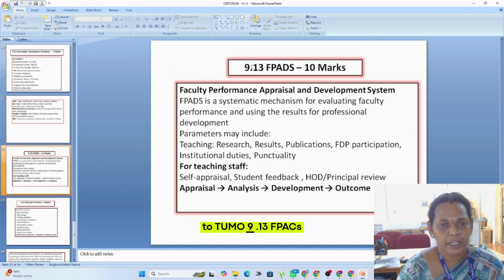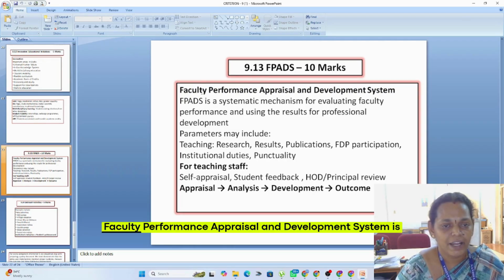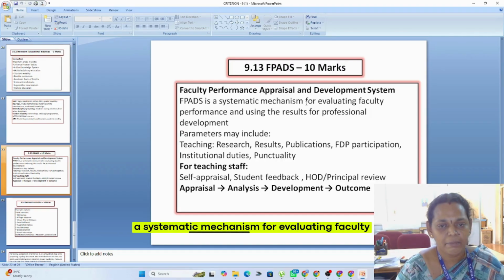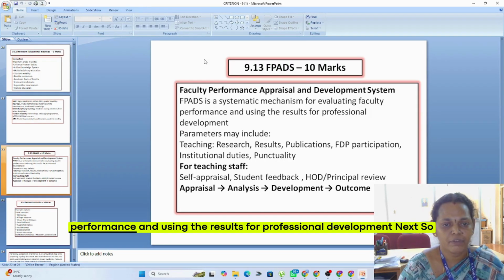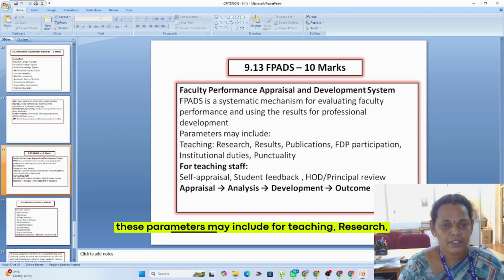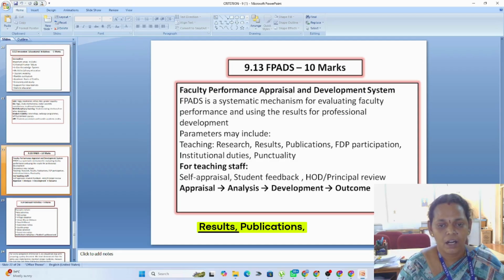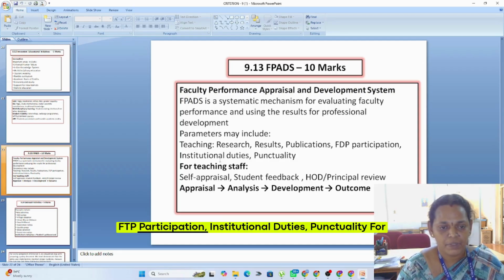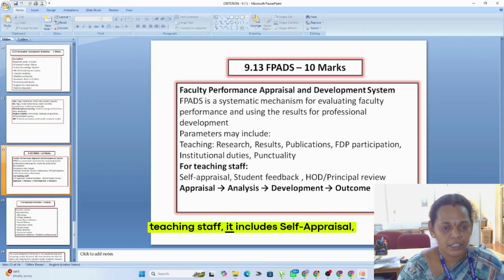Next to move to 9.13 FPADS under 10 marks. Faculty Performance Appraisal and Development System is a systematic mechanism for evaluating faculty performance and using the results for professional development. So these parameters may include teaching, research, results, publications, FDP participation, institutional duties, punctuality. For teaching staff, it includes self-appraisal, student feedback, HOD or principal review.